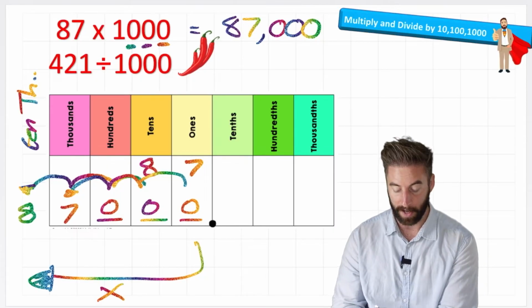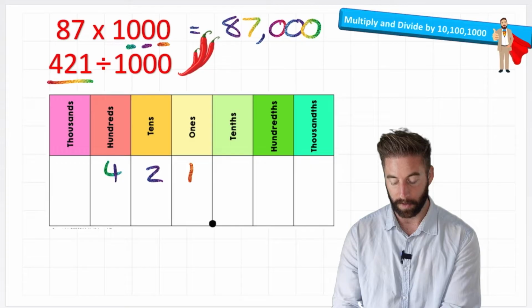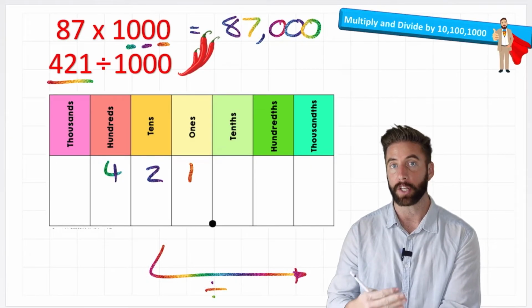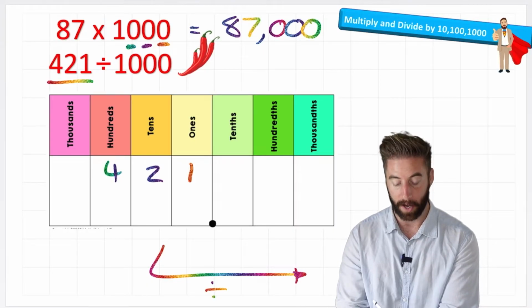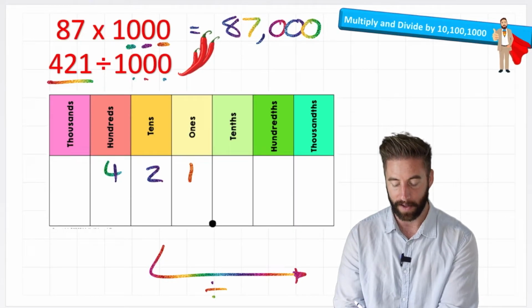Okay, let's do my last division question. Here we go. And this time I'm dividing, so I need to come down my place value chart because remember, division questions will end up with a smaller answer. I'm dividing by 1,000 again, so I have 1, 2, 3 zeros to consider, so I'm going to move them 3 places down my place value chart.